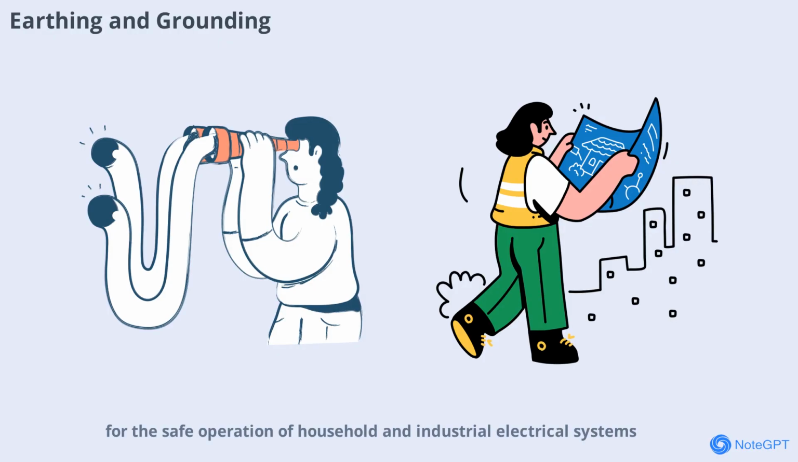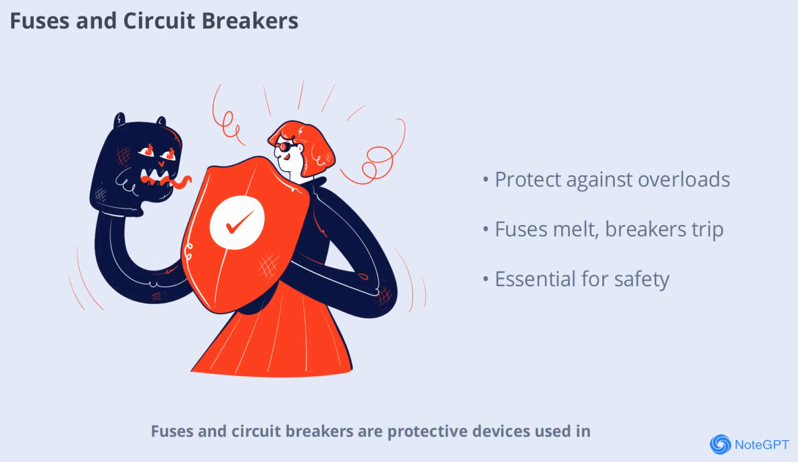Fuses and circuit breakers are protective devices used in AC circuits to prevent damage from overloads or short circuits.